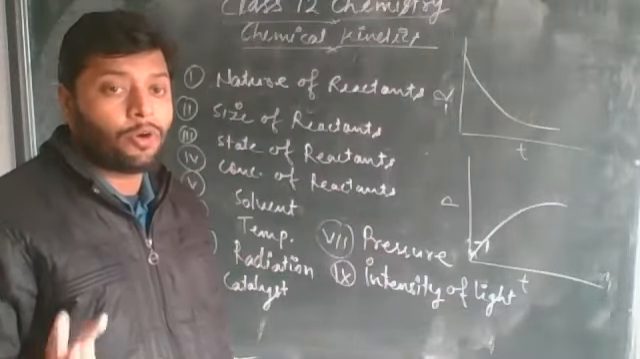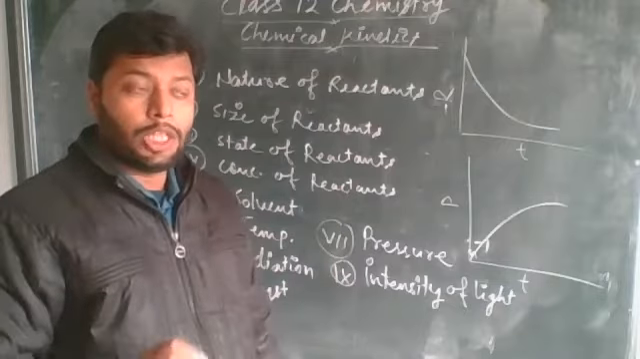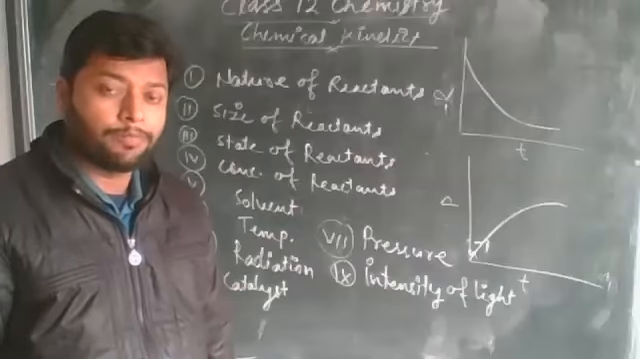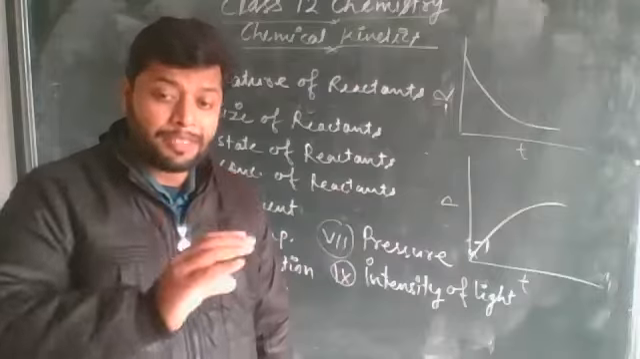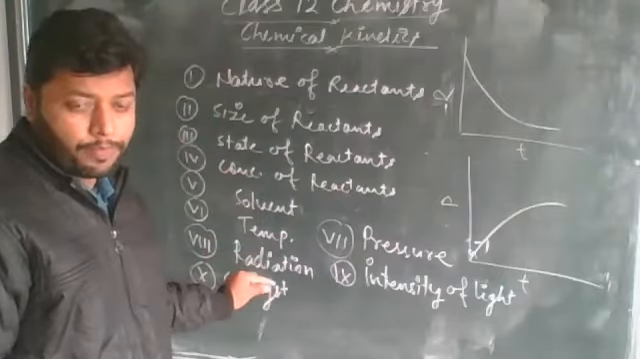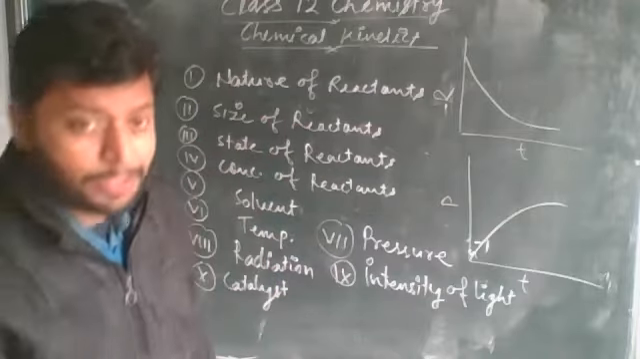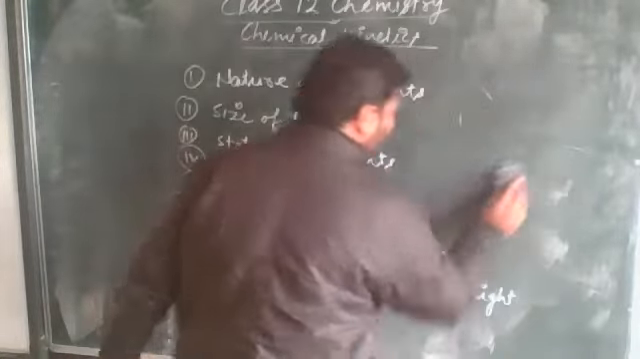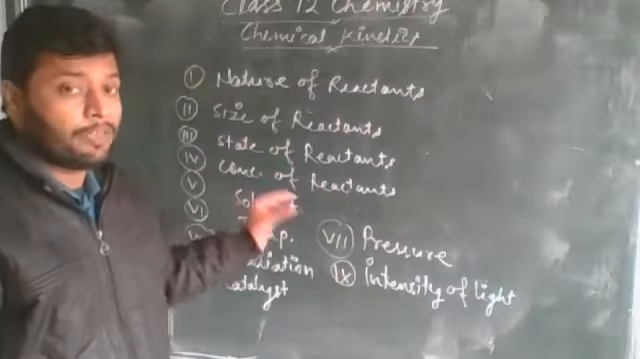Even beside these 10 factors, 1 or 2 more factors are there, like activation energy value, the excited complex formation, the frequency of collision. These are some side factors that may be included under the catalyst topic. But these are the major factors. Okay, we will discuss one by one these major 10 factors.